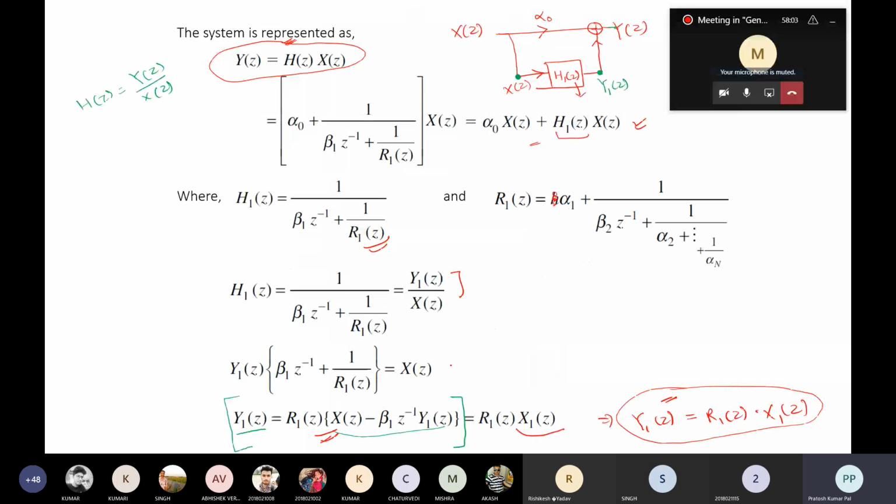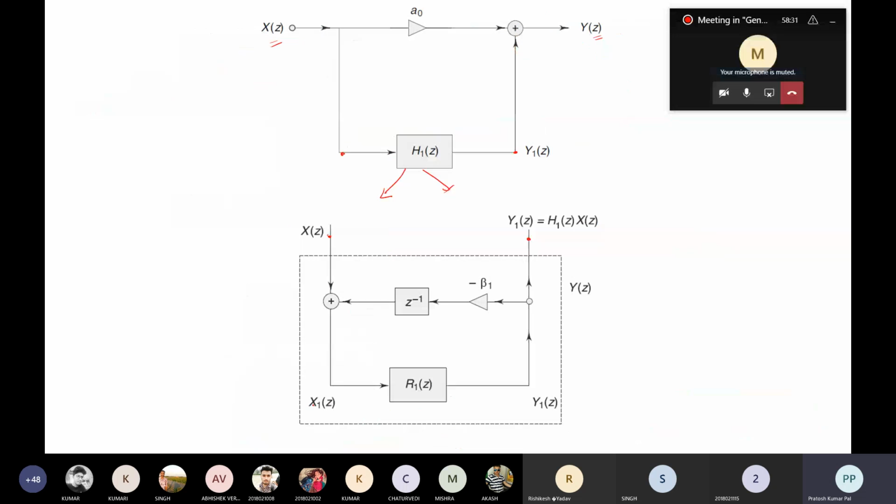So we need to realize this term: y1 of z is equal to r1 of z multiplied by the whole bracket. Inside that there is x of z minus beta 1 z to the power minus 1 into y1 of z. So after subtracting, x of z minus beta 1 z to the power minus 1 y1 of z is completely multiplied by r1 of z. So its realization will be x of z coming out from here, and we are required to subtract from this value of x of z the term with minus beta z to the power minus 1.